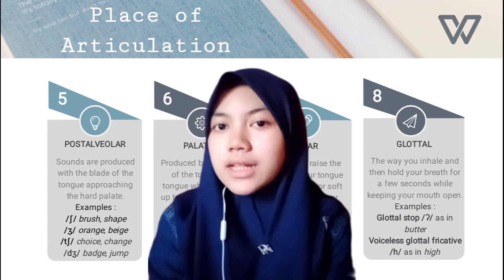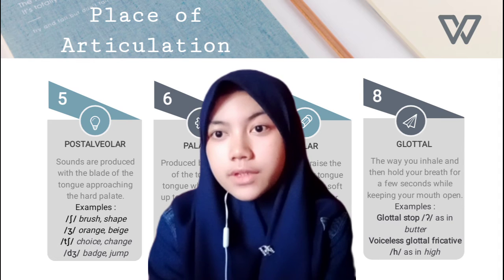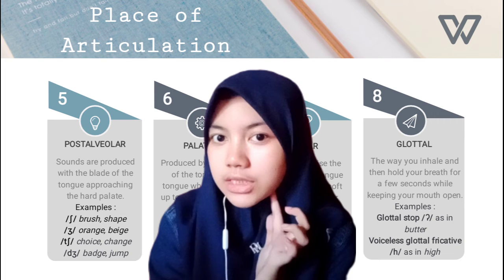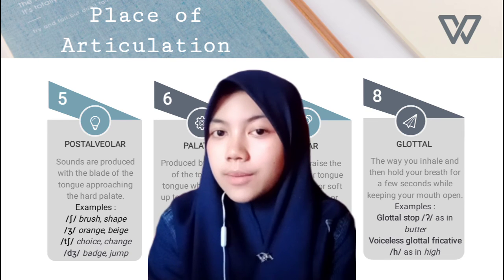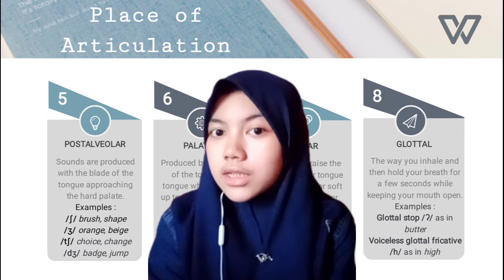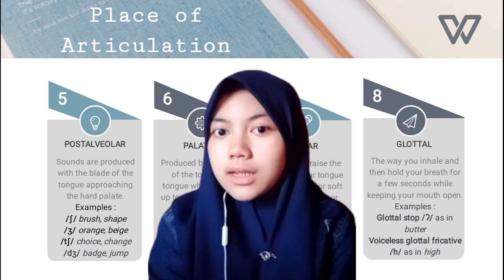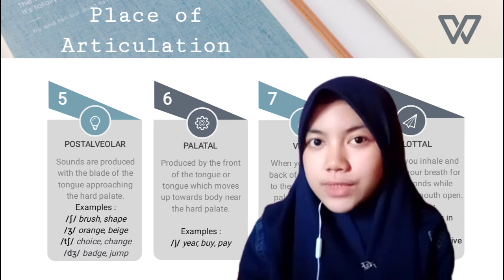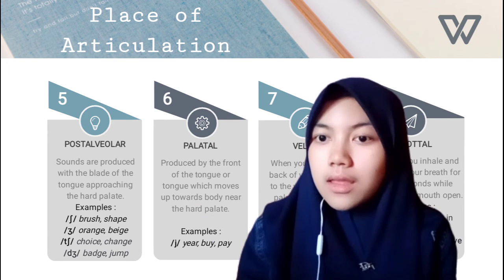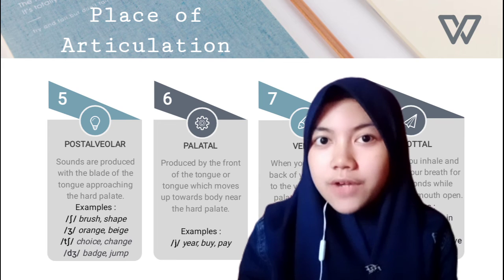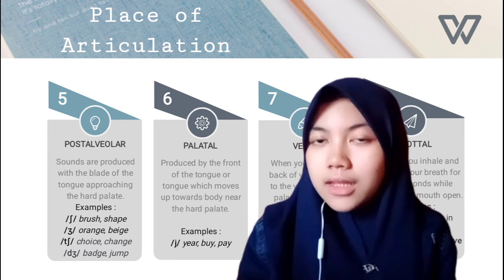Number 5, postalveolar. Sounds are produced with the blade of the tongue approaching the hard palate. The hard palate is behind the alveolar ridge. For example, sh in ash, brush, shape, zh in beige, ch in choice, change, j in edge, orange, jump. 6. Palatal. Palatals are produced by the front of the tongue moving up towards the hard palate. For example, y in year.